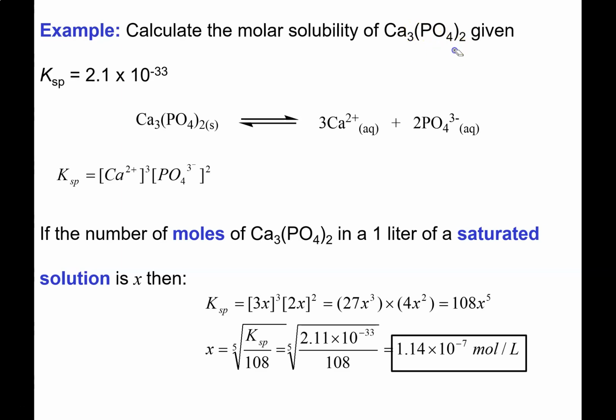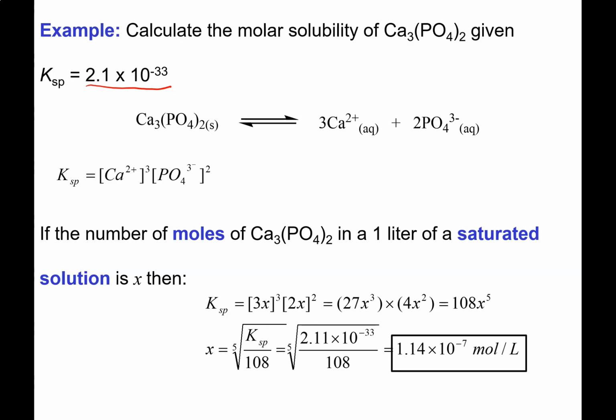Phosphates are another example of ionic compounds that are well known for their insolubility. And so we're going to calculate the molar solubility of calcium phosphate. It has a Ksp of 2.1 by 10 to the minus 33. So that's really, really, really small, right?